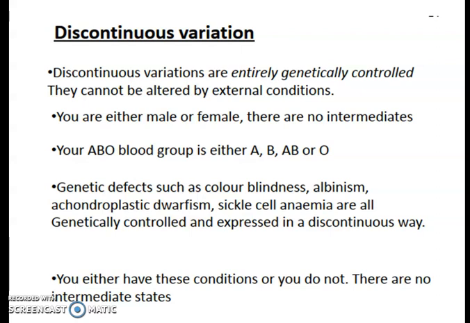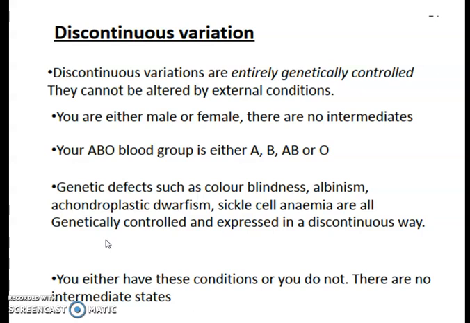There are no intermediates. Your blood group will be one of the groups: A, B, AB or O. No human will have a blood group outside of these groups, but the blood group will be within the range of the blood groups. Environmental factors cannot change the blood group. It means the blood group belongs to discontinuous variation.